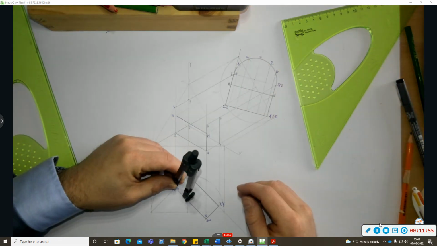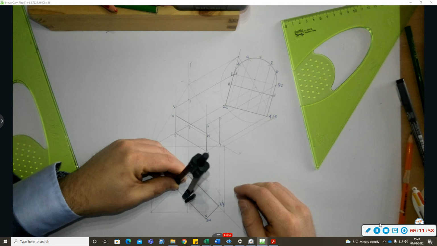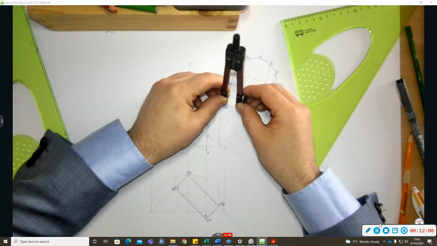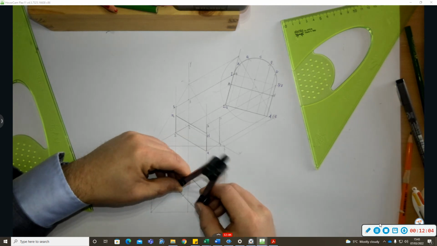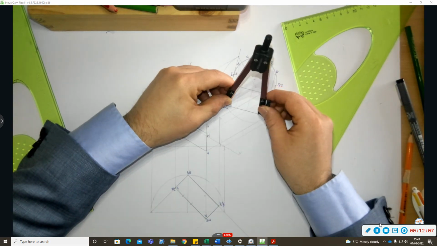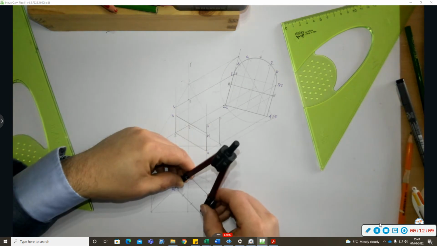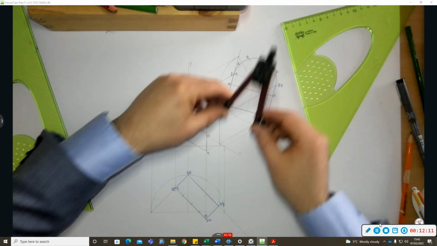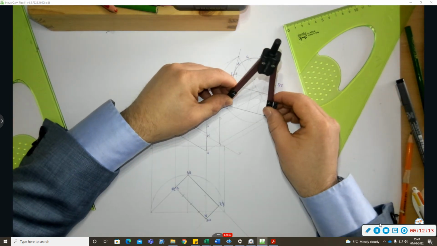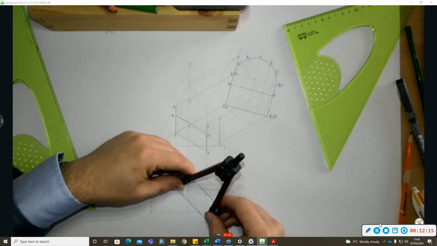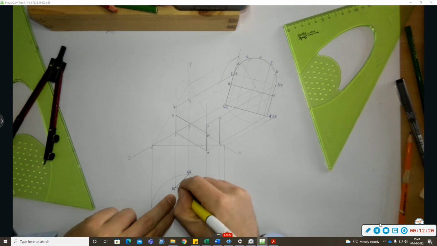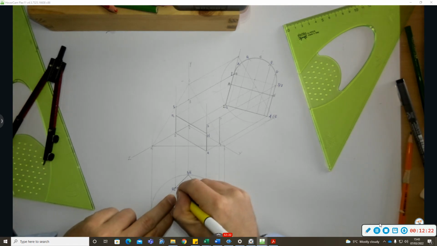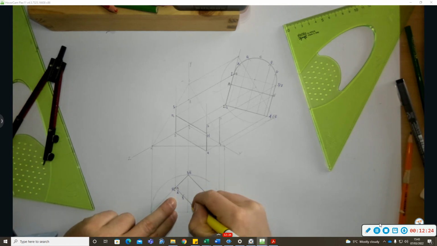Now for speed, you could get the centre and flip them left and right to the centre in plan. That's what you could do for speed. There's the centre. Next one. And second last one. There we go. So I'm going to label these in plan. So this is A, B, C, D, E.